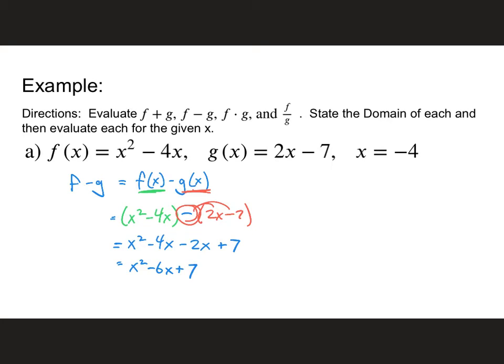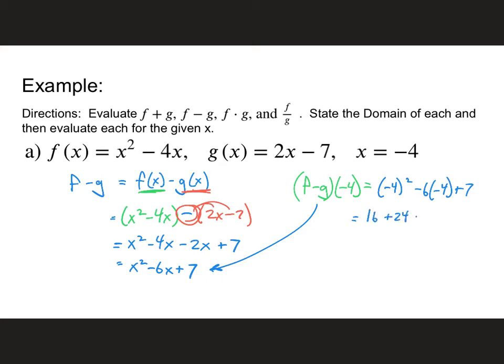All right, so now we're going to evaluate this for negative 4. So I'll do f minus g of negative 4. And what does that mean? That means I take this function down here, and I plug in negative 4. So that's negative 4 squared minus 6 times negative 4 plus 7. And when I do that math, negative 4 squared is 16. And I got plus 24 plus 7. Get my calculator out. I come up with the answer of 47.